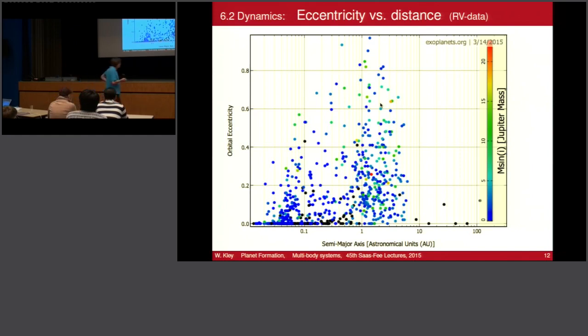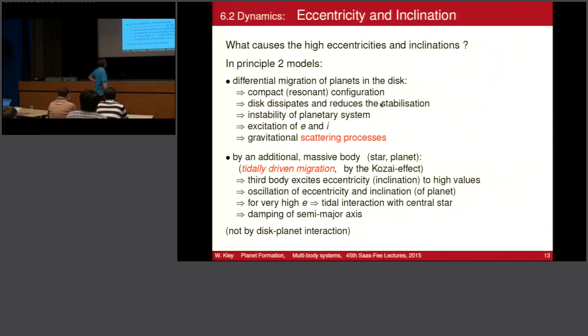So, eccentricity and inclination. What can cause those high observed eccentricity and inclination? I did not show the inclination picture, but you may have heard about this in some talks or in the media even. Okay, there are in principle two models that I would like to mention to you now. There's one related to a scattering process, and this comes about because you have differential migration of planets in the disk, as I've just shown you.